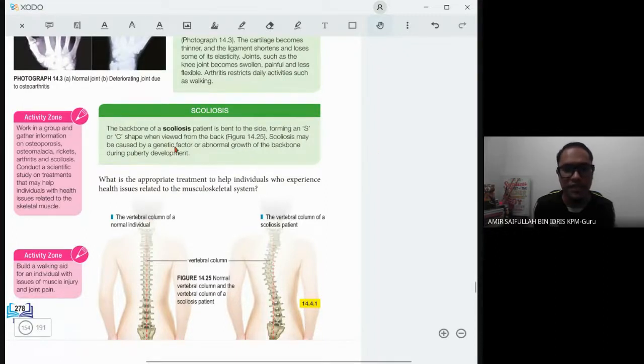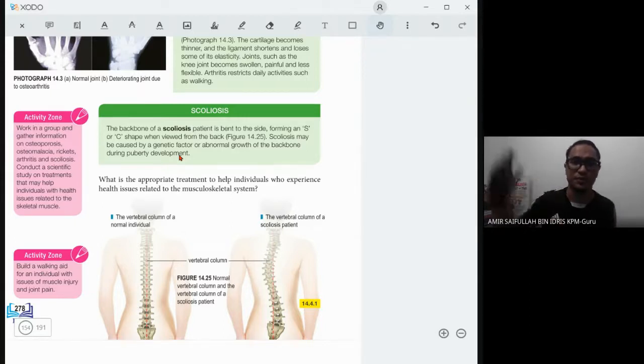Scoliosis may be caused by genetic factors or abnormal growth of the backbone during puberty development. So as you grow up, there's some abnormal problem that causes the bone to become bent. It is not because you carry heavy things, no, not related at all. It won't cause scoliosis. Scoliosis is because of genetics and also abnormal growth during growth time.